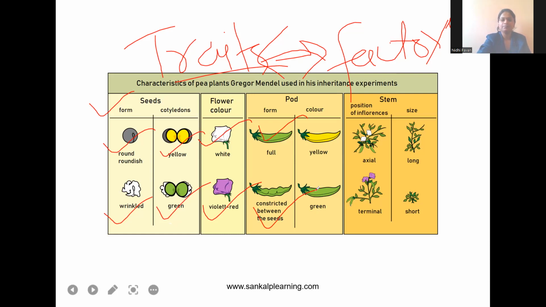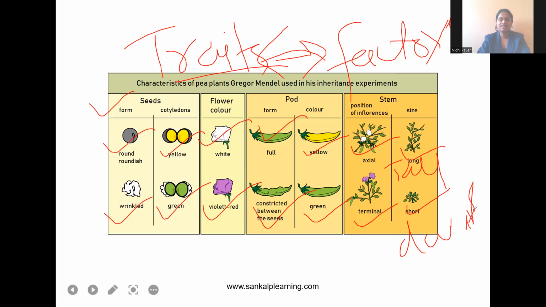Then the color of the pod, yellow and green. Then the position of a stem, axial and terminal. Size, long or short, or we can say tall or dwarf. So these are the 7 contrasting characters selected by Gregor Mendel to study the garden pea plant.